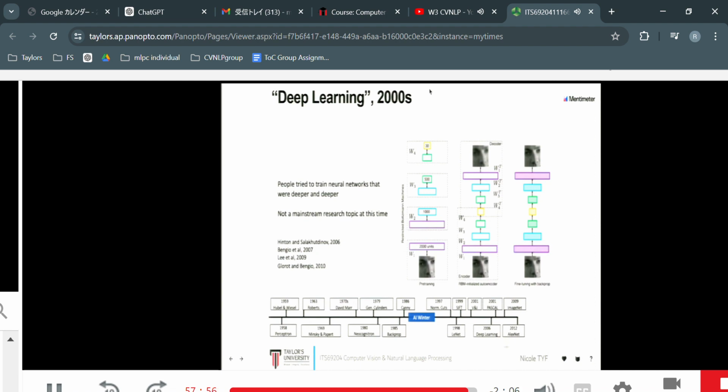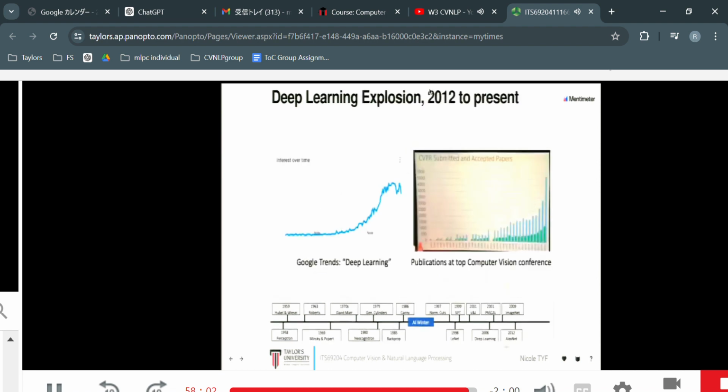It was basically about the review of history with first focus on computer vision. Then we follow the algorithm as well. Yes, that's right.